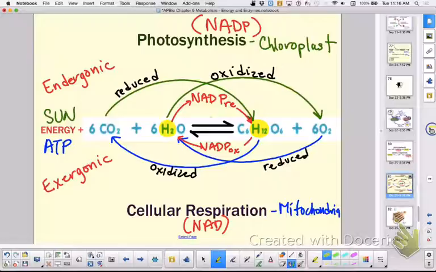NAD with a plus is oxidized. Yeah, anything with a hydrogen on it is reduced.